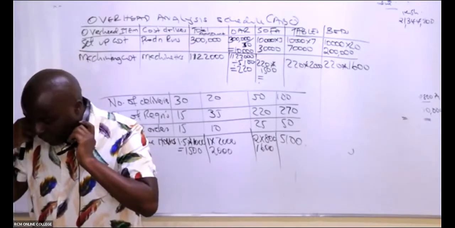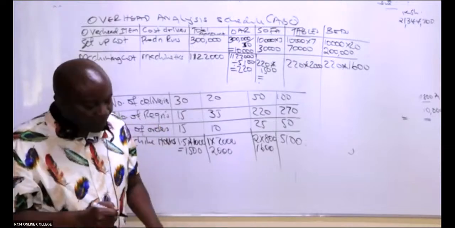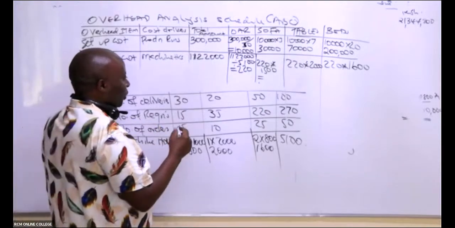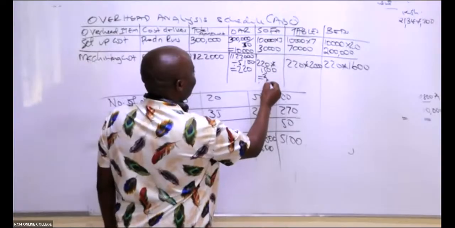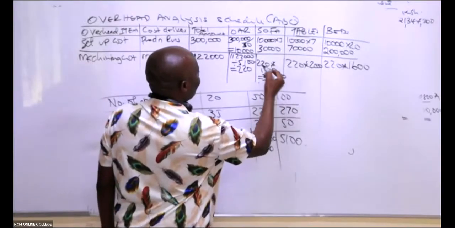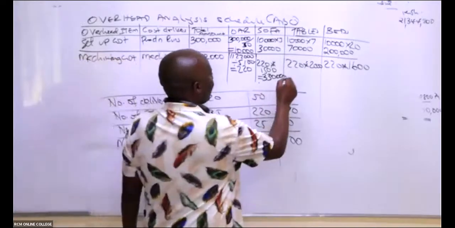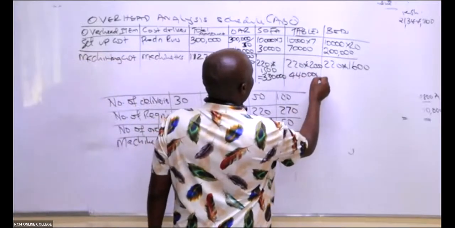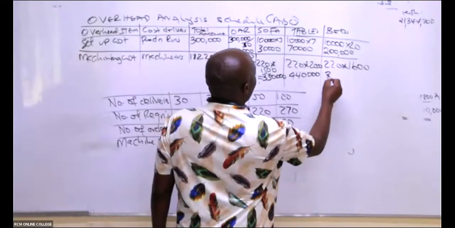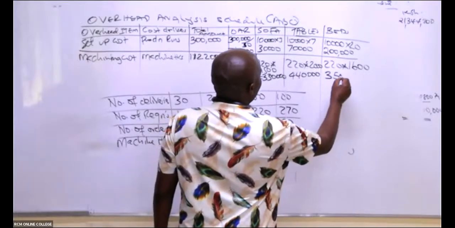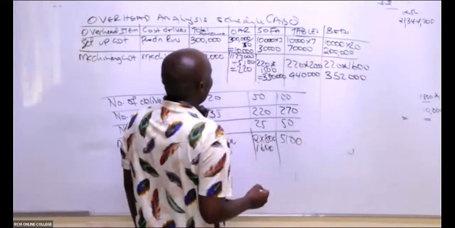So I find on the rows that they have given me answers. The first one I'm being told is 330,000. The second one, 440,000. The third one, 352,000. Thank you so much.